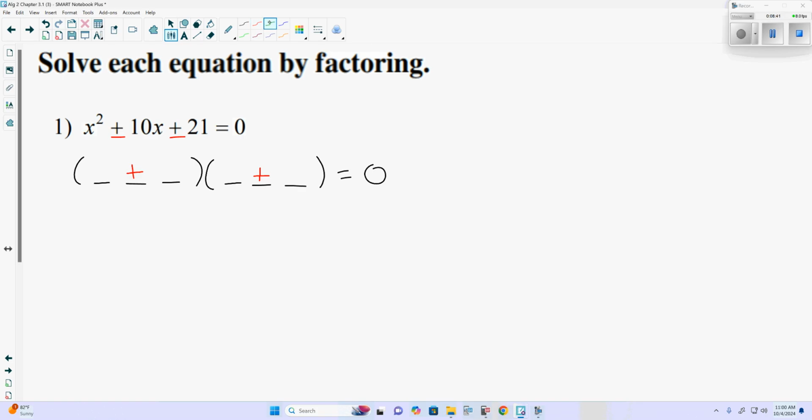Factors of the first and third term. Factors of our first term, we're looking at the factors of x squared, which is just x and x. Factors of 21. We have 1 and 21, 3 and 7, and that's it. Which one? 3 and 7. We can try it first.